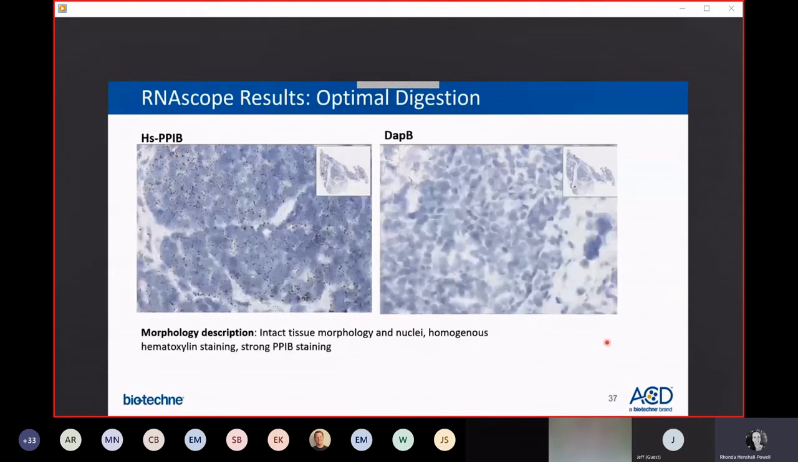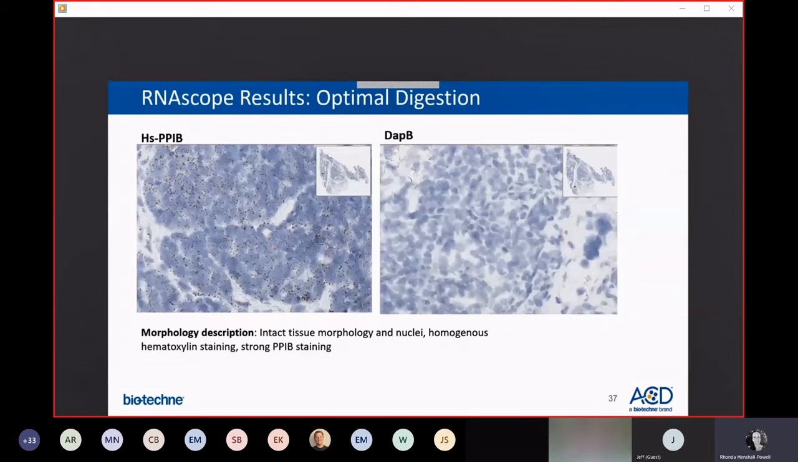On the note of pre-treat conditions and optimal digestion, I think this is easier to explain looking at just single-plex brown RNAscope chromogenic assay. Here, shown on the left, is the positive control probe PPIB, and on the right is negative control probe DapB. The nuclei here are counterstained with hematoxylin, so they're purple. And again, this is single-plex brown RNAscope, so every dot corresponds with a transcript of PPIB.